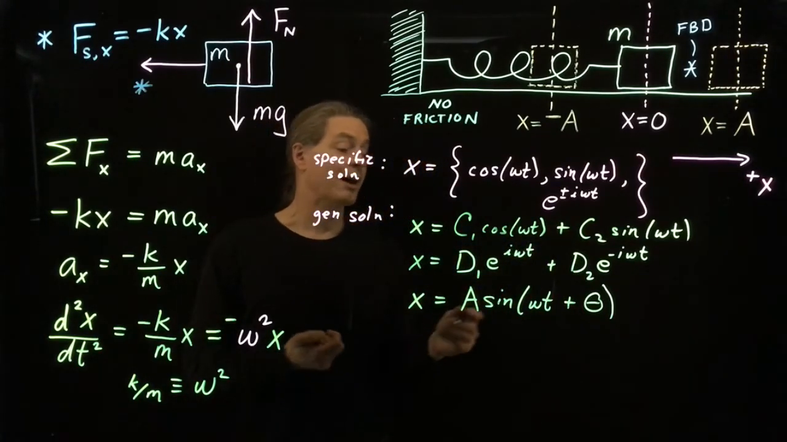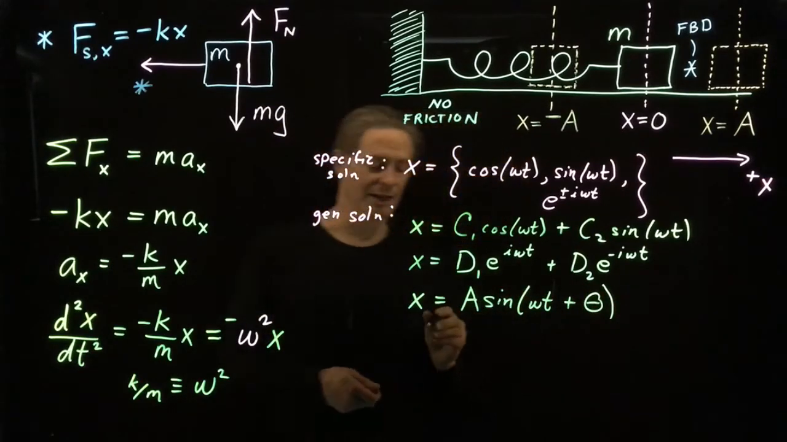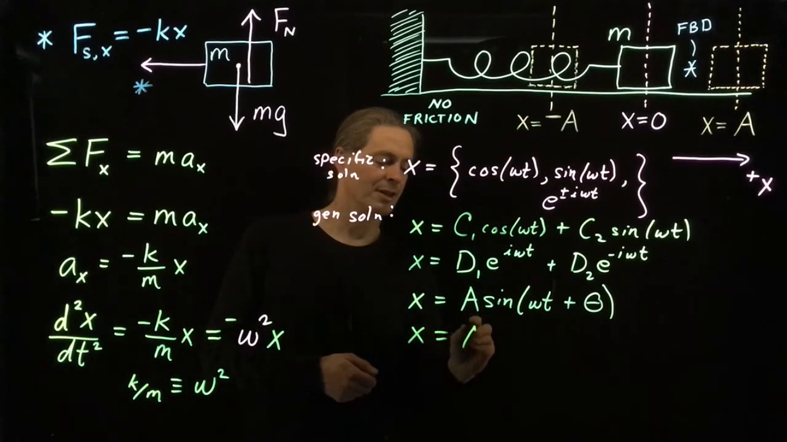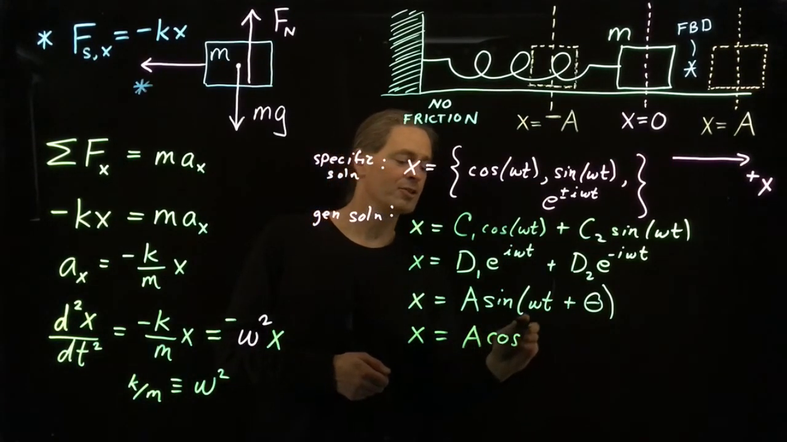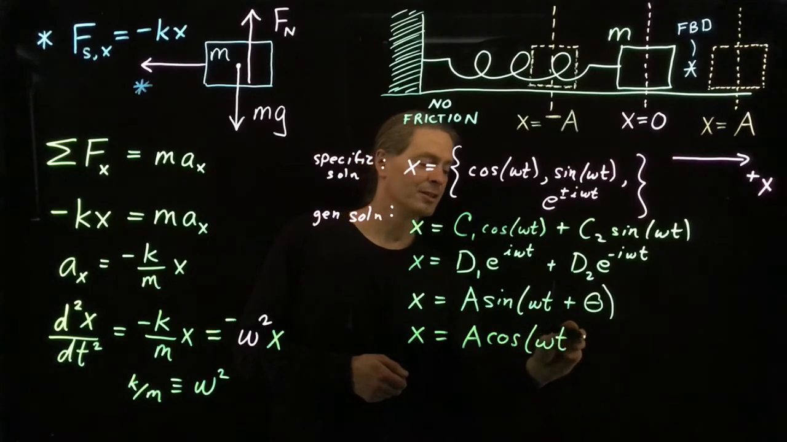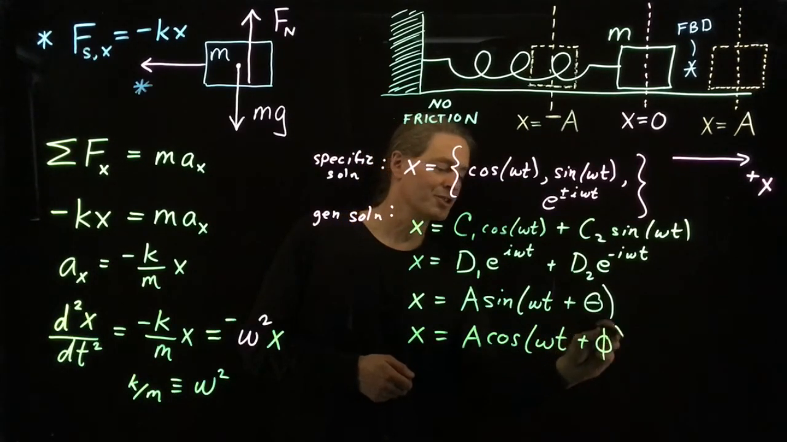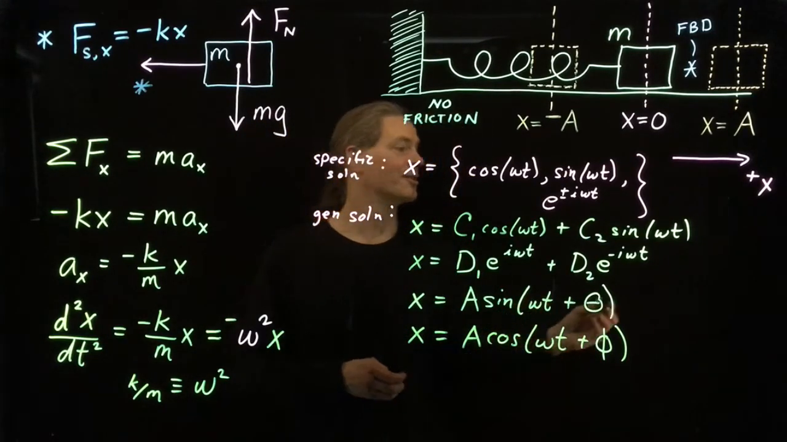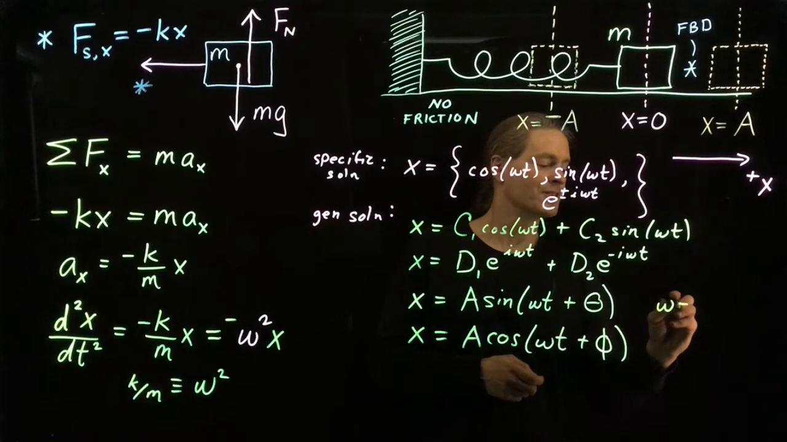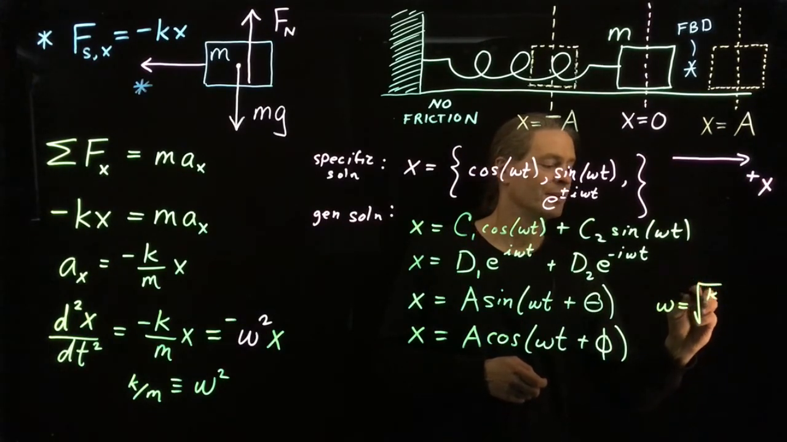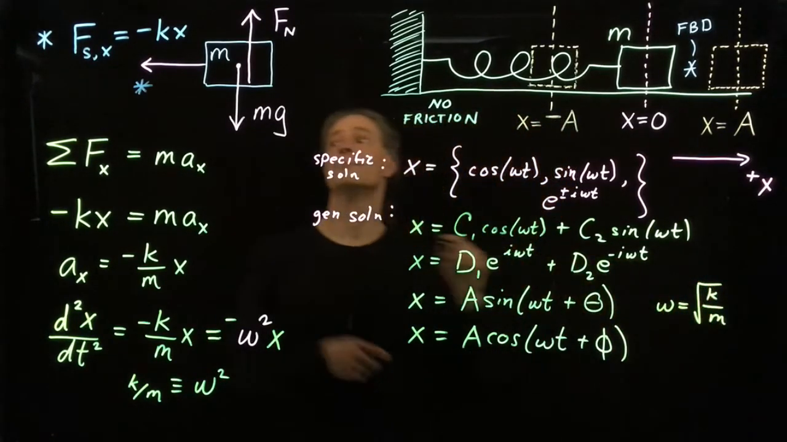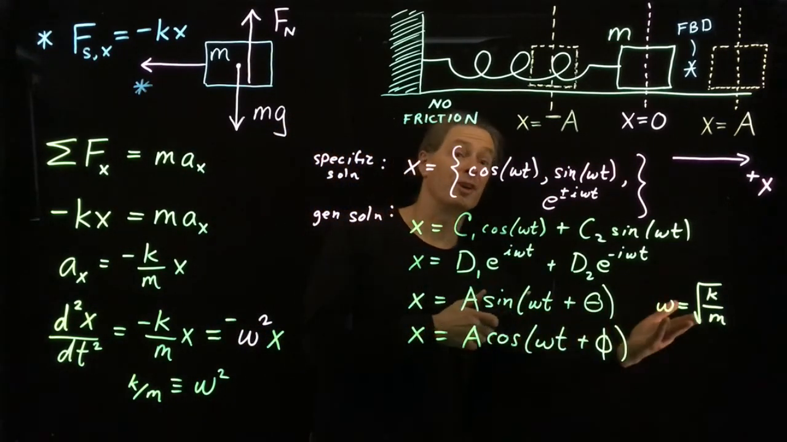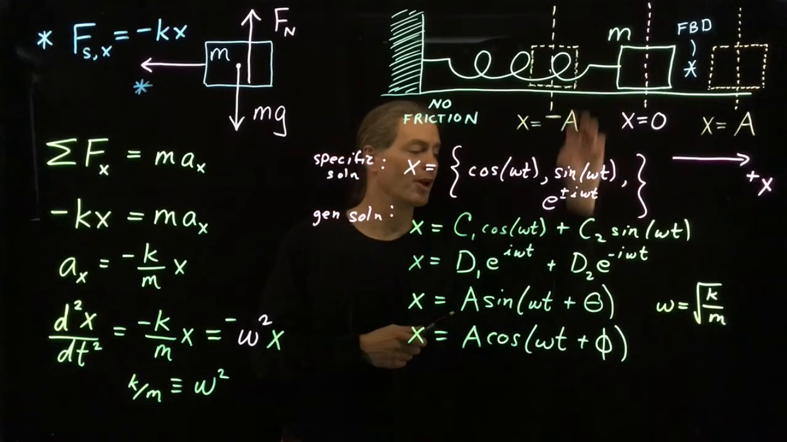Great. Now, you know that sines are just shifted cosines. So here's another way to write the solution: A cosine of omega t plus phi. I'll use a different symbol for the phase constant. All right, in all these cases, omega is equal to the square root of k over m, where k, remember, is the spring constant in the Hooke's law force that springs exert. M is the mass of the block.